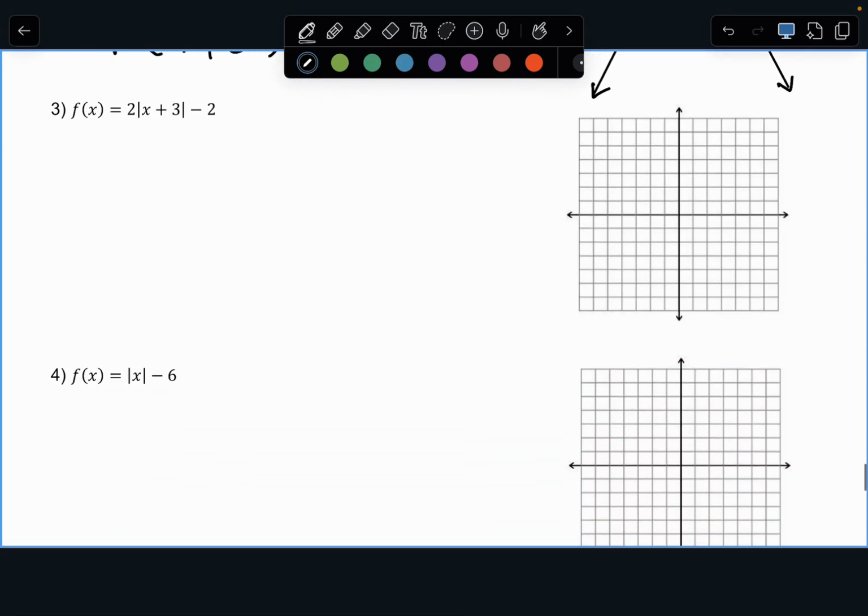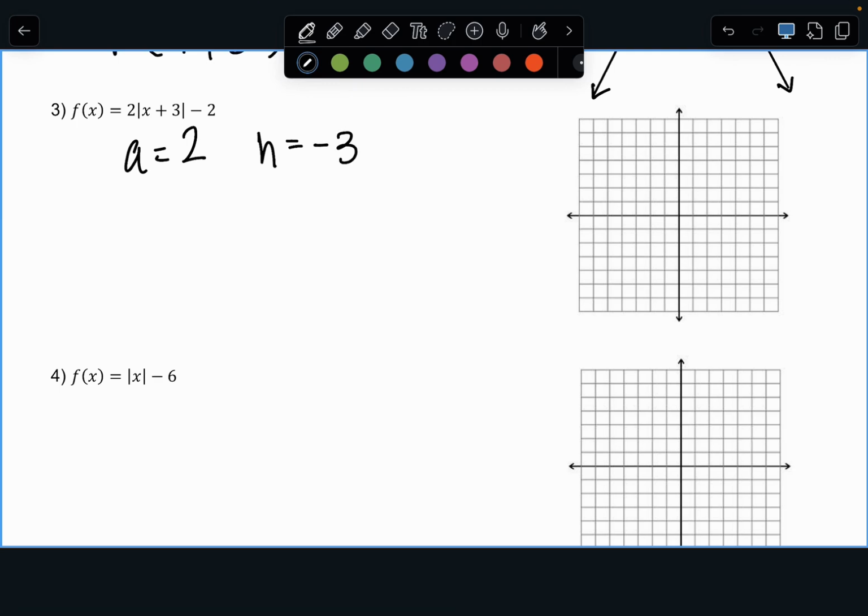Okay, let's do the next one. First step, find A, H, and K. Here, what's my A value? 2. What's H? -3. Very nice. What's K? -2. So my vertex is at? -3, -2. Yeah, HK. -3, -2. I graph it.